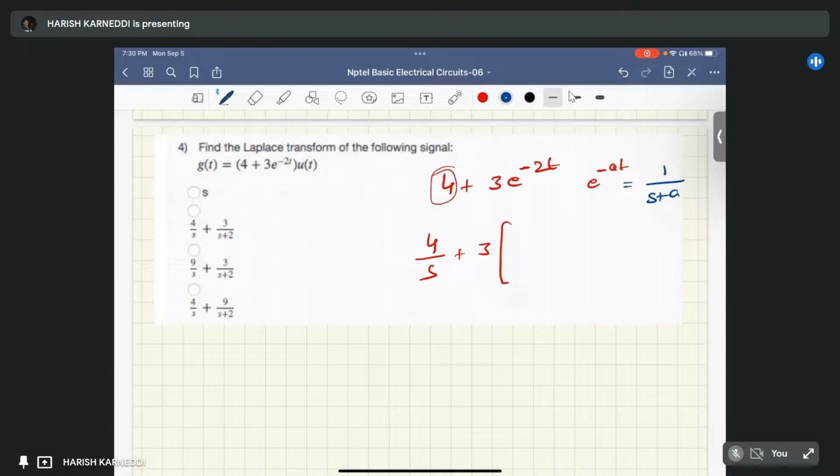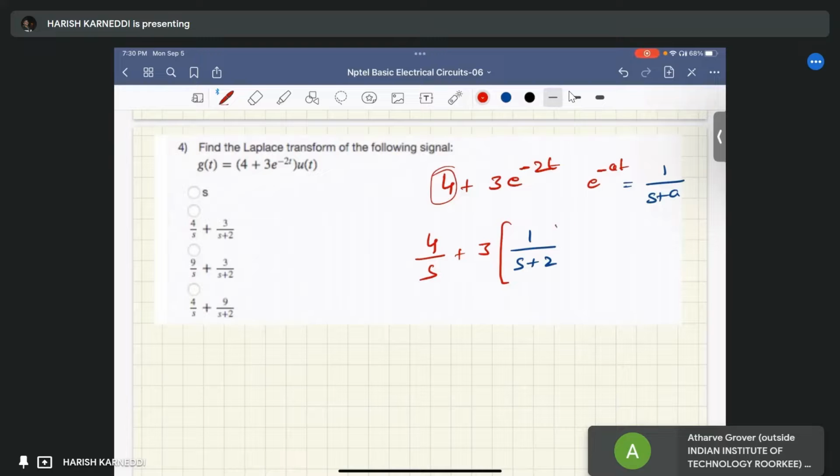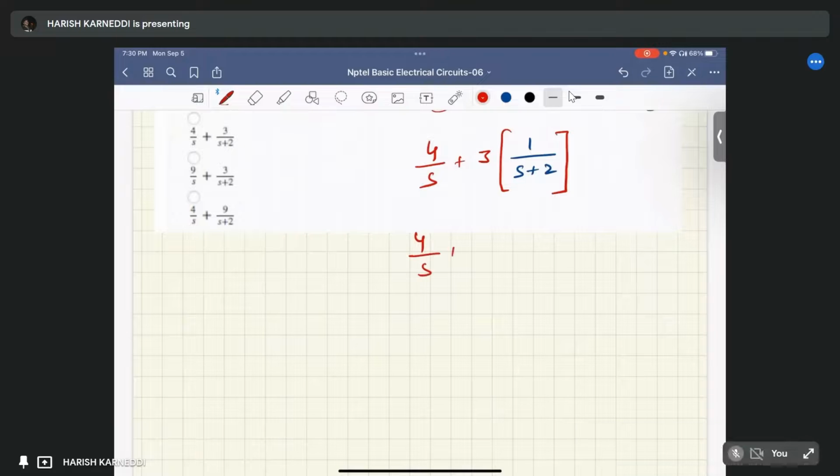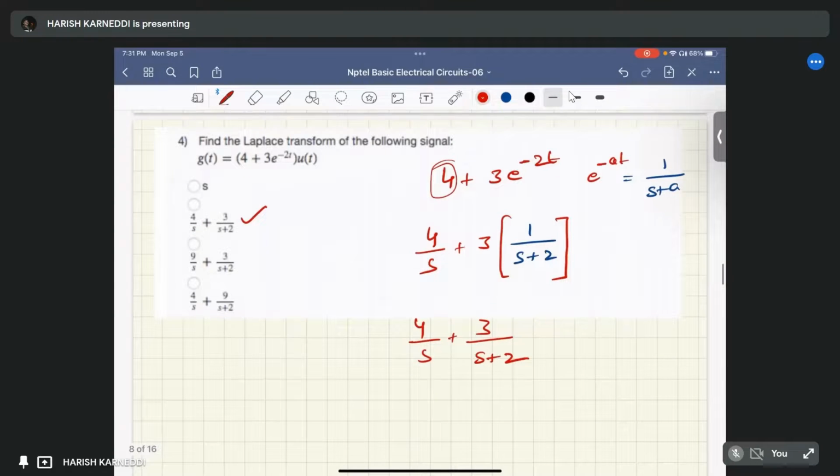The same thing you can write, 1 by, instead of a, here it is 2. So the total function is 4 by s plus 3 by (s plus 2), which is option B.